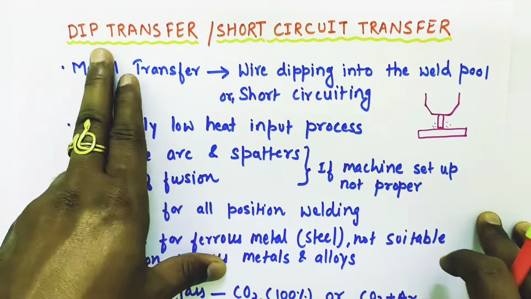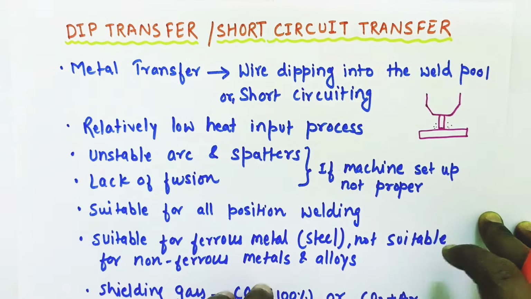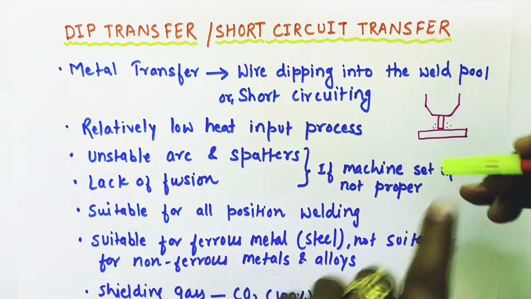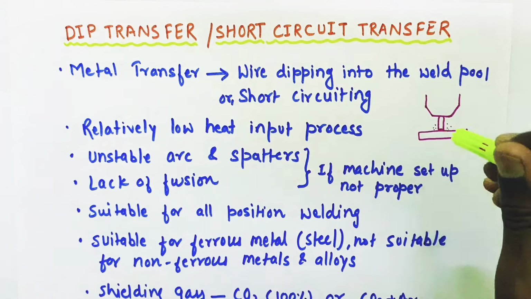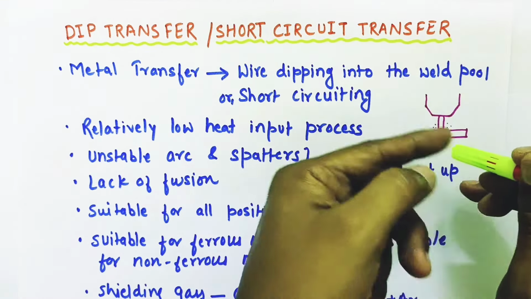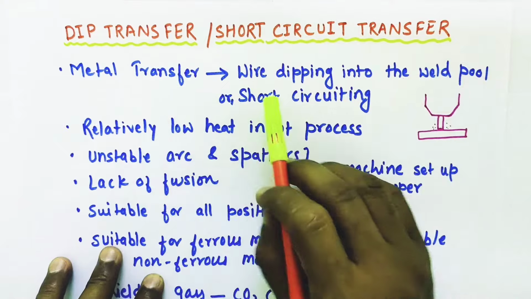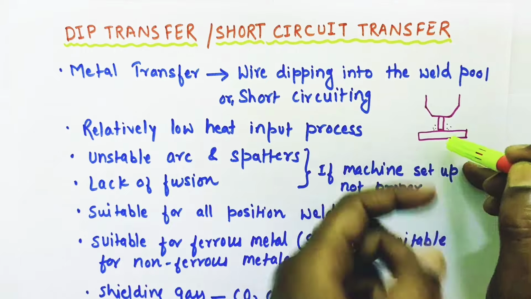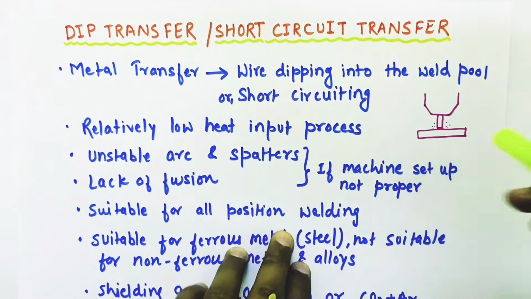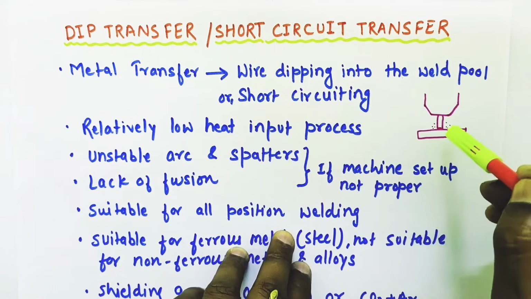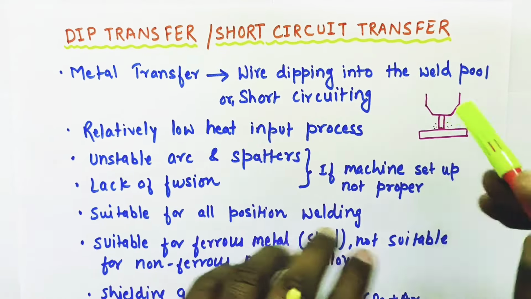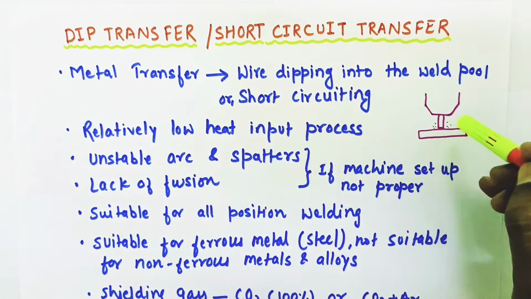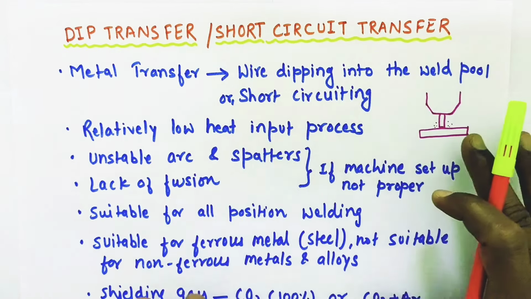As the name shows, in dip transfer what happens, the electrode touches the workpiece or it is dipped into the molten weld pool and then the transfer happens. Either the wire will dip into the molten weld pool, then the metal will transfer, or short circuiting every time. See, short circuiting is nothing but when you touch the electrode with the workpiece, then the circuit will be connected.